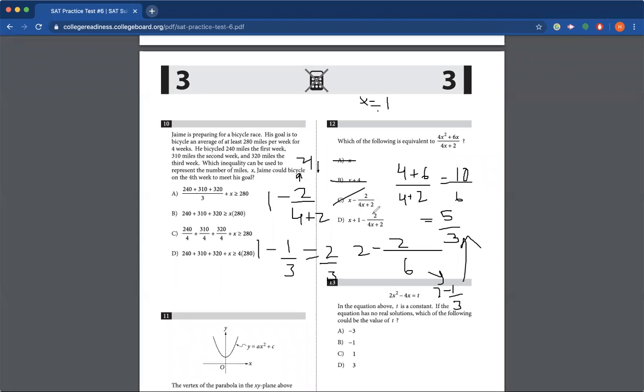Why is x negative 1? I just picked x negative 1. You could pick any number you want. Okay, looks like you guys got a bit confused. Where did I lose you guys? Okay, I lost you somewhere. Let me try again.